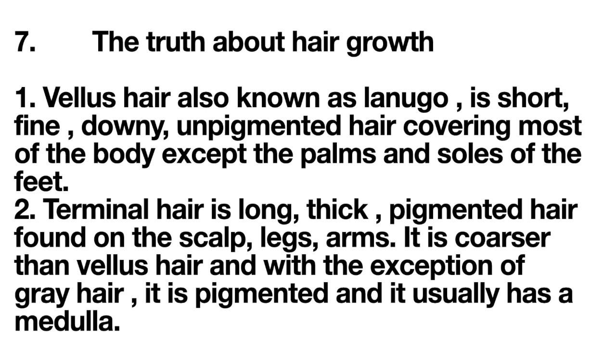The truth about hair growth. Vellus hair, also known as lanugo, is short, fine, downy, unpigmented hair covering most of the body except the palms and soles of the feet. Terminal hair is long, thick, pigmented hair found on the scalp, legs, and arms. It is coarser than vellus hair, and with the exception of gray hair, it is pigmented and it usually has a medulla.